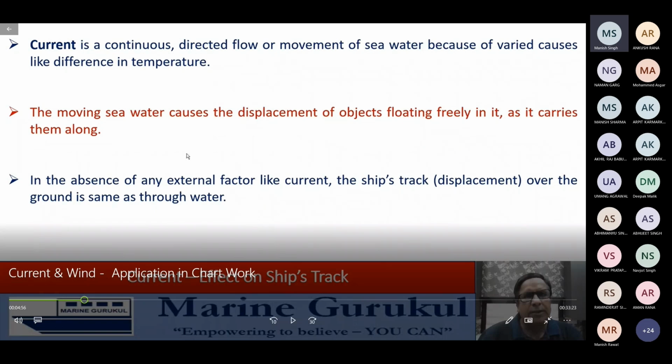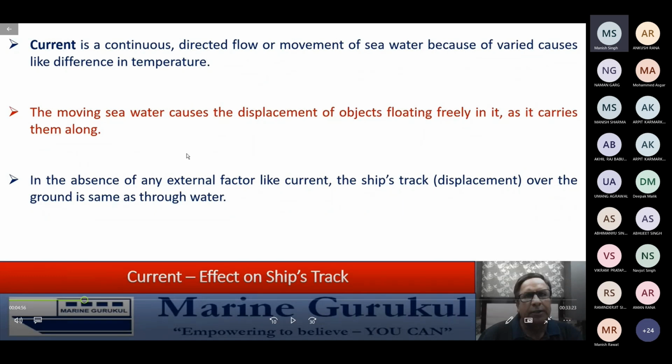Beta, is this clear? Any doubts up to here? No, sir.